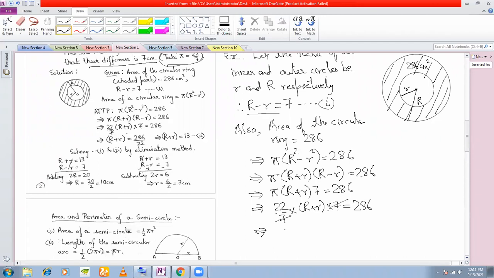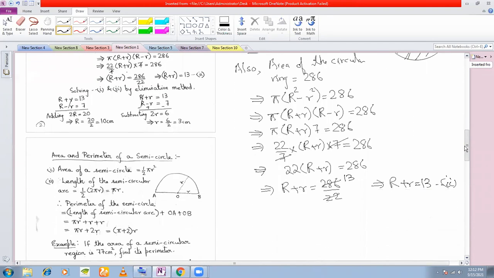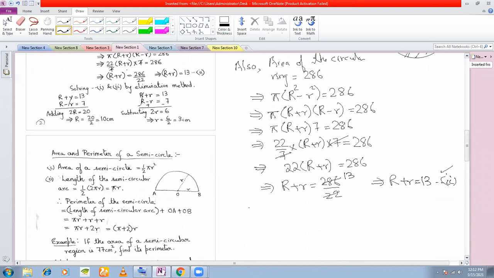Okay, so these two cancel. So you get 22 times R plus r is equal to 286. So you get R plus r is equal to 286 divided by 22. Now this will cancel 26 times. Sorry, 13 times it will cancel. 1, and this will cancel 13 times. So R plus r is equal to 13. This is your second equation. So you have formed your first equation and you have formed your second equation. You can solve these two simultaneous equations.